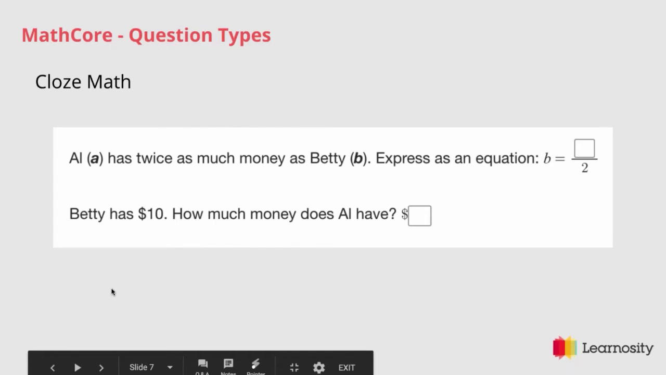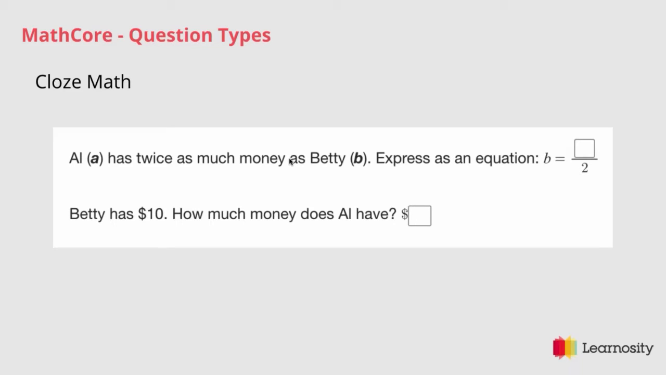Then we have Cloze Math. This one you might use for a multi-part math question, a question where you have multiple lines of math and multiple response boxes. It allows you to ask multiple questions inside one question. So that's the difference between Cloze Math and Math Formula: Cloze Math is multiple lines, Math Formula is just one line.